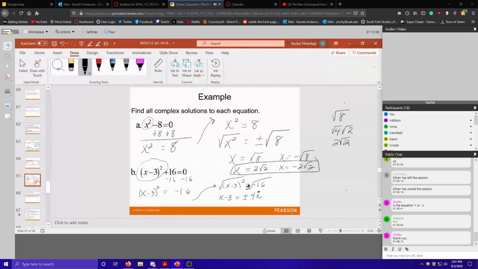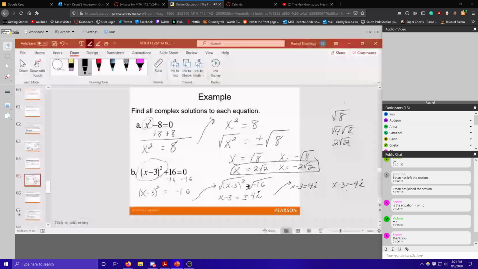You can't leave your answer like that. So here's what you need to do. Write your two equations. You have two equations there. It just doesn't look like it. Write your two equations. x minus 3 equals positive 4i, and x minus 3 equals negative 4i. That's what that says, positive or negative 4i.